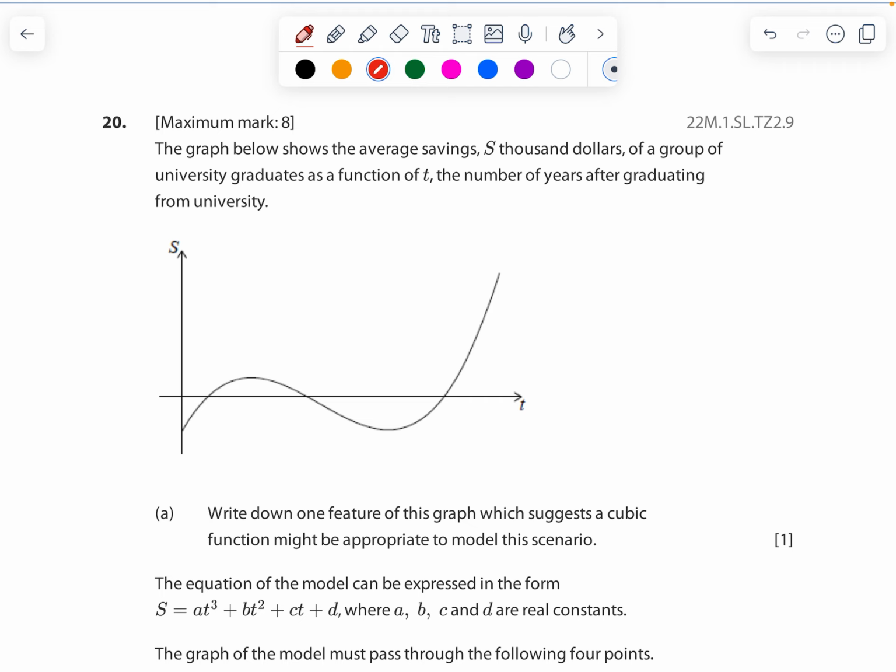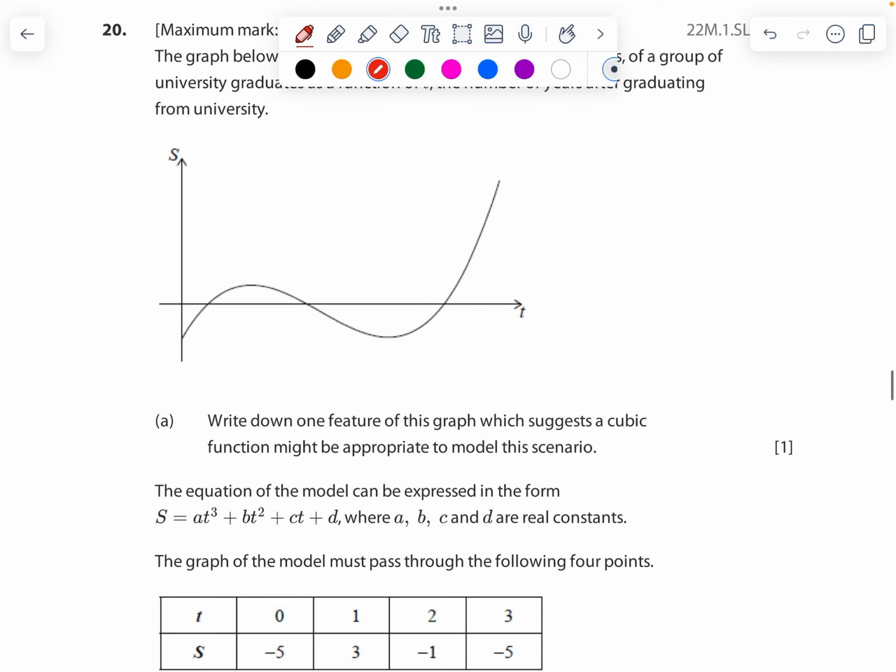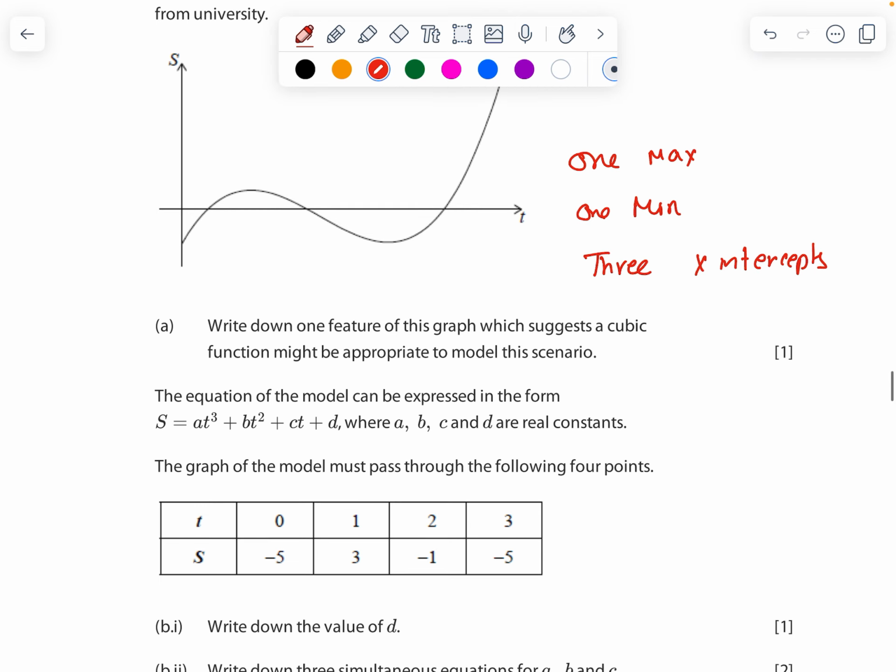The graph below shows the average savings in $1,000 of a group of university graduates as a function of t, the number of years after graduating from the university. Write down one feature of this graph which suggests a cubic function might be appropriate to model this scenario. A cubic function means it has 1 maximum point, 1 minimum point, and 3 x-intercepts. You can write any one of these.